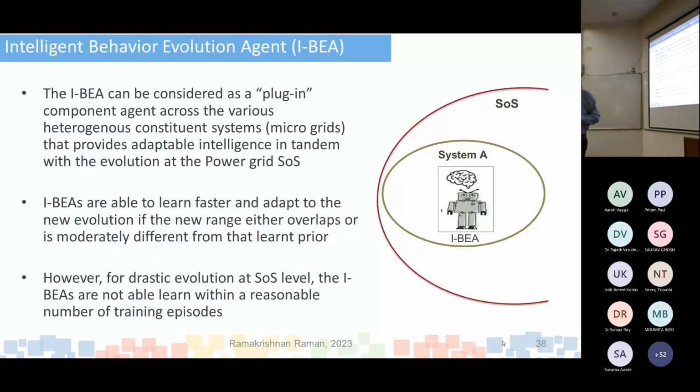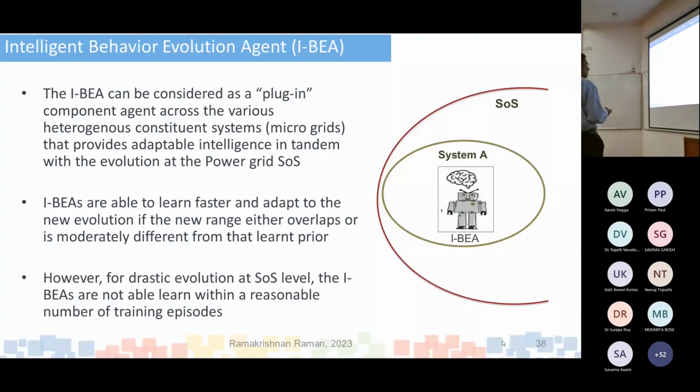Essentially, this can be taken as a plugin component across all of those constituent UAVs. You could use this intelligent agent to learn and adapt itself, right? So essentially you have a component trying to learn and adapt itself to what matters at the overall system level. Because what is optimum at the component level may not be optimum at a system level. That's a local optimum versus the global optimum. So here the system is learning to adjust its behavior to suit the global optimum.